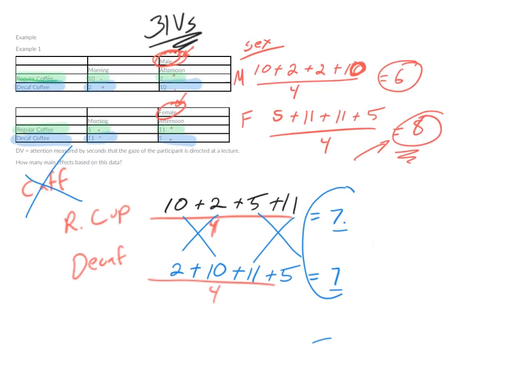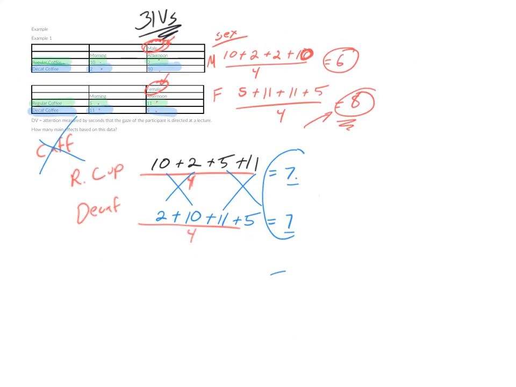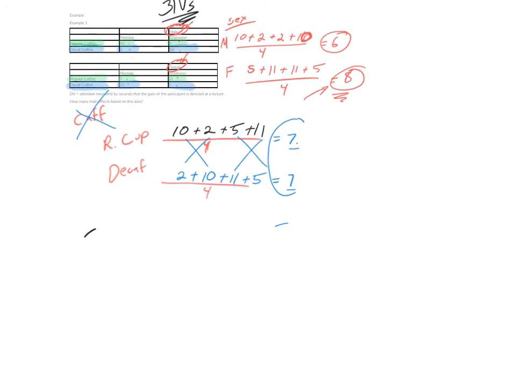Okay, now let's do the last one. Let's see if I can make space. Okay, so we've done sex, we've done caffeine. The only one we don't have is time. Okay, so for time, let's see if I could erase some of that with my markings. Maybe you won't let me. Oh wait, no? Okay, there you go.